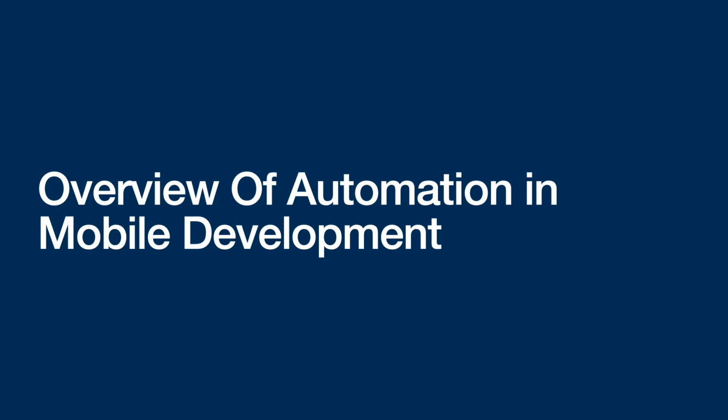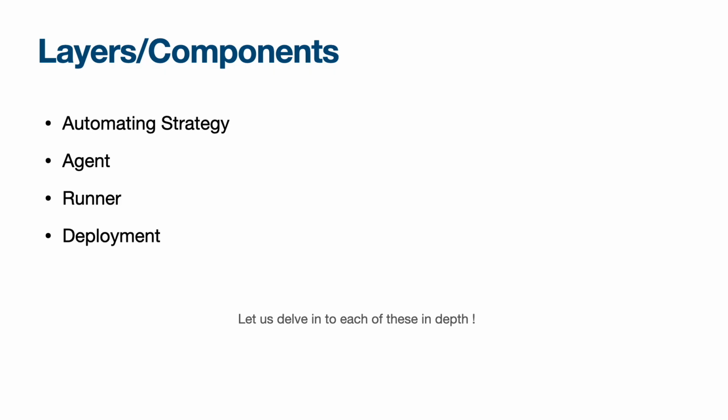Possibilities of automation are much more than what we have seen in the stories. Let's deep dive into that. We'll look into the layers of automation. The components of the layers are divided into four: automation strategy, agent, runner, and deployment. We'll be deep diving into each of these in depth.